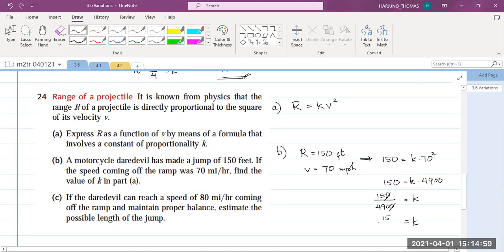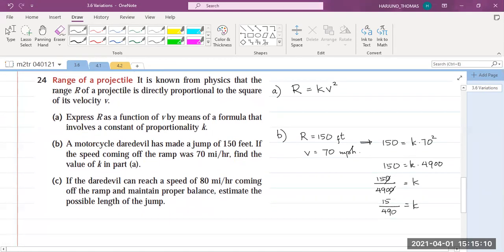Unless you get a very nice number when you make it decimal, otherwise leave it like this. I think I can reduce by 5 here. If I reduce by 5, it will be 3 over 98. Okay, now that's for part B. Now part C. The formula at this point is R in feet equals 3/98 v squared, with v in miles per hour.